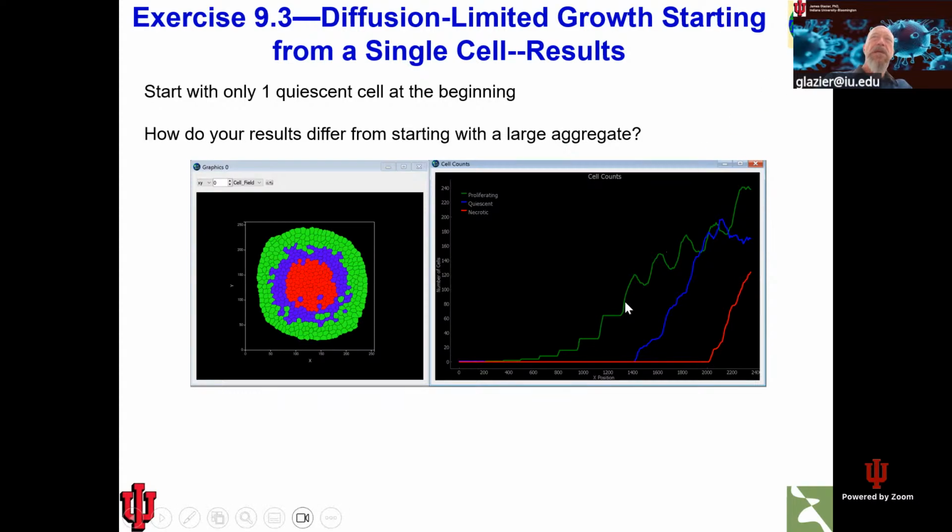It looks to me, and I would have to look back at this code for this, I think the rule that I wanted was that immediately after division, the cells become quiescent, which is generally true for cell division. And I don't think that's implemented here. I think the proliferating cells stay proliferating after division in this simulation.